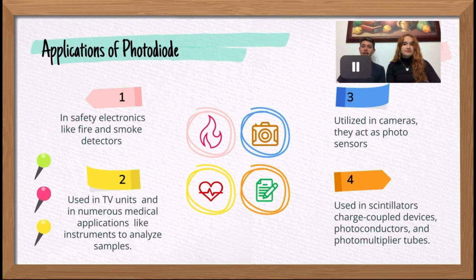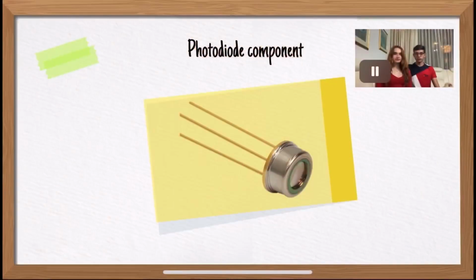There are many kinds of applications for the photodiode. First one, we have safety electronics like fire and smoke detectors. Second, you can see it in TV units and in numerous medical applications like instruments to analyze samples. And third, they are used in cameras as photosensors. Fourth, it is used in scintillators, charge coupled devices, photoconductors, and photomultiplier tubes.